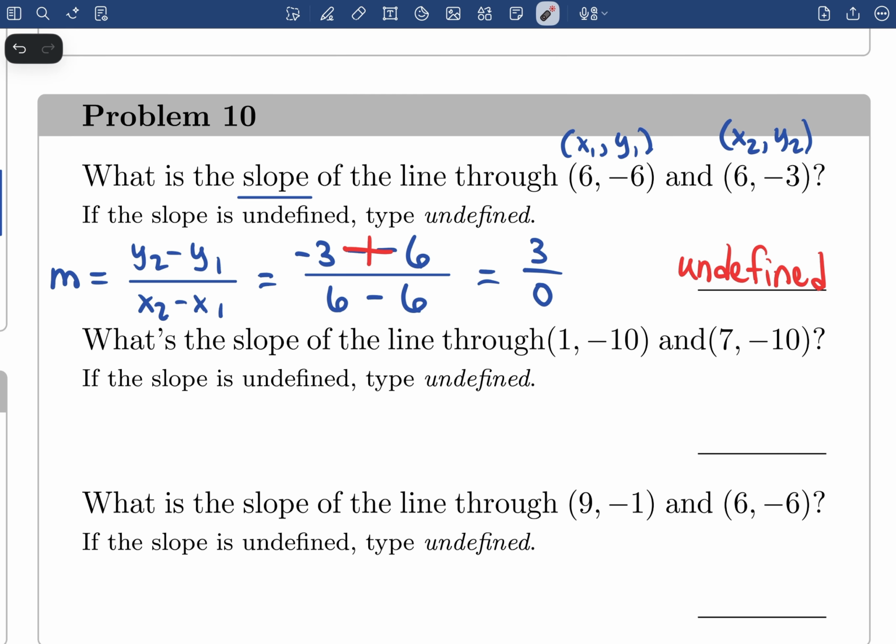And looking back, we could tell that the slope would be undefined because the x values were the same. When you have the same x value, then you will have an undefined slope because that creates a vertical line.